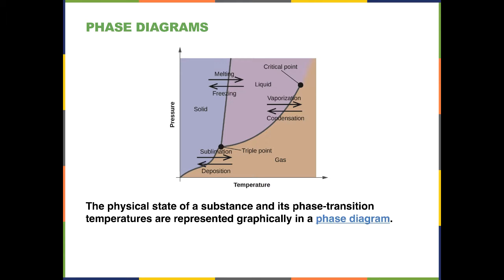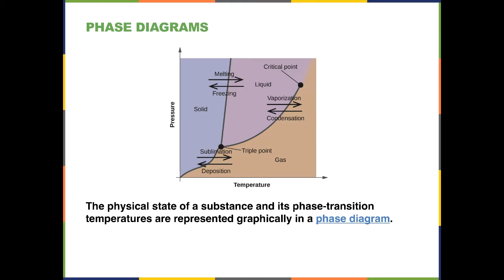Now, a point at which all three phases are present, and this dot right here represents such a point. This point right here is called a triple point. The definition of a triple point is the point at which all three phases are present: the gas phase, the solid phase, and the liquid phase.